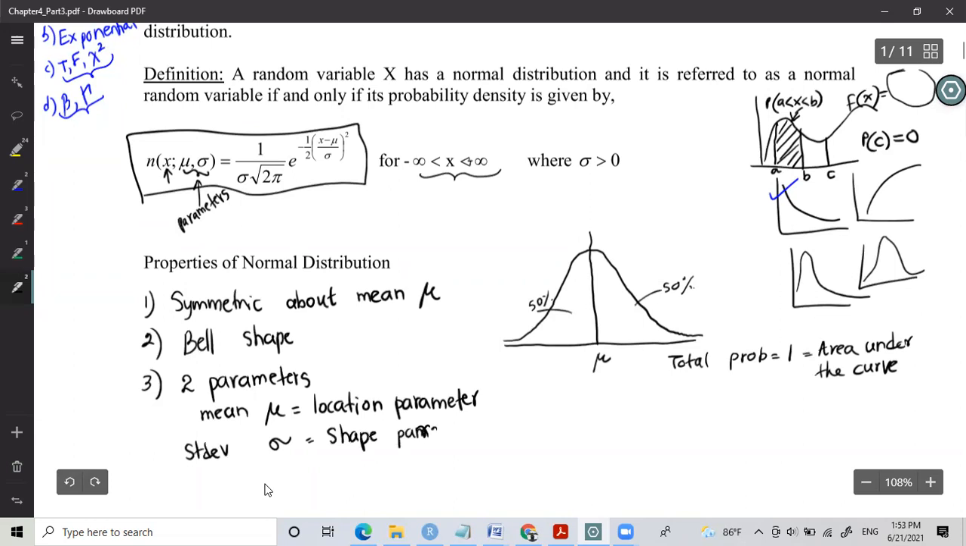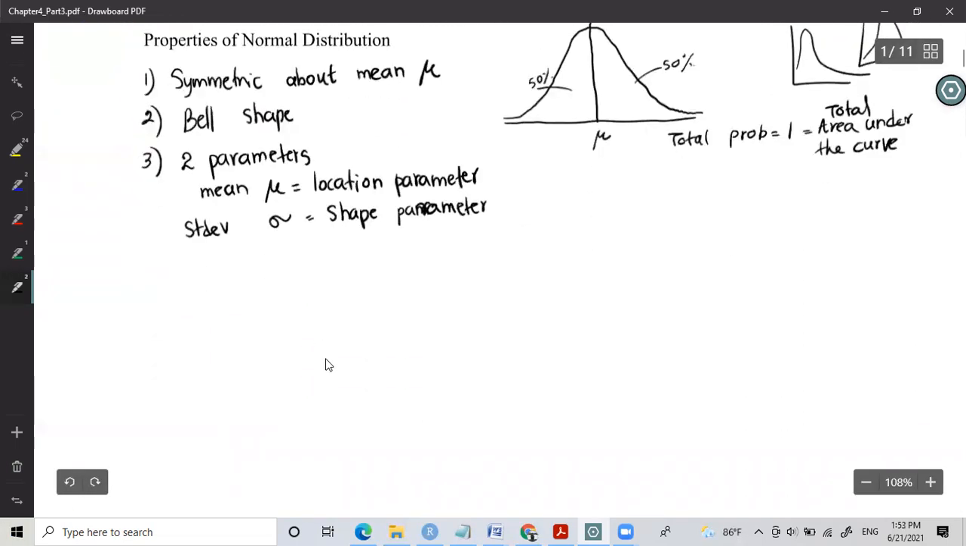Okay, that is the shape parameter. And the total probability will be the total area under the curve. So what is the meaning of this location and the shape? I'll explain it using a few examples.